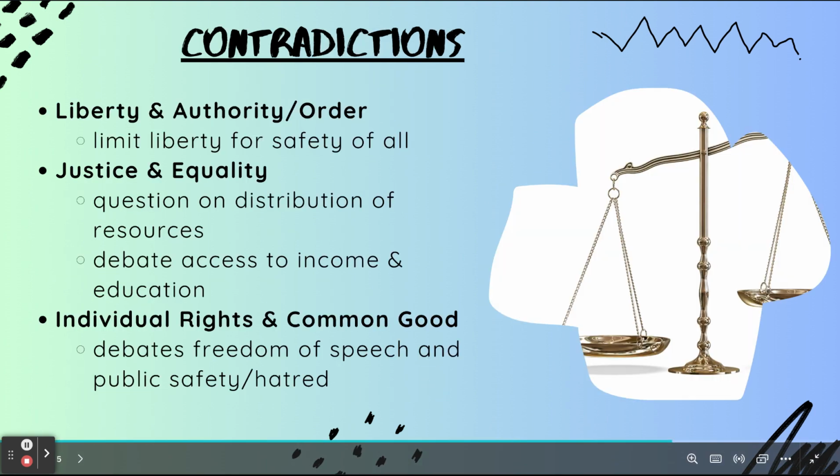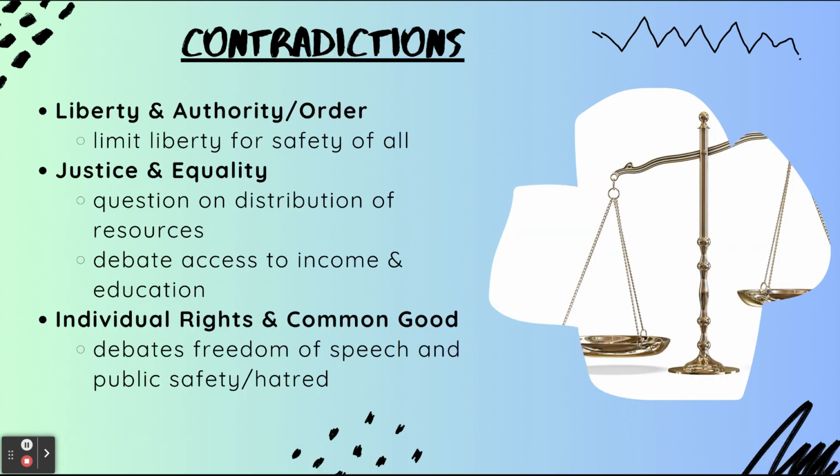So now we're going to talk about some of the contradictions. While these in theory sound great and they're all values that are important parts of any democracy or democratic system, there are times that specific situations come into play that they contradict one another, and you can't have both. Two of the common contradictions are liberty and authority or order.